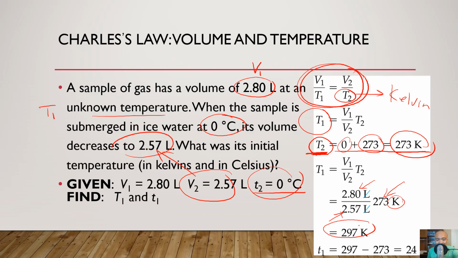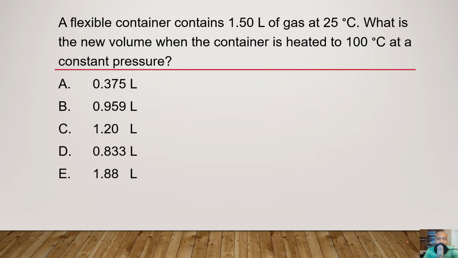You've got to convert it back to Celsius as well, because it does ask you to find the temperature in both Kelvins and Celsius. So for the Celsius temperature, it's the Kelvin minus 273. This gives us 24 degrees C.